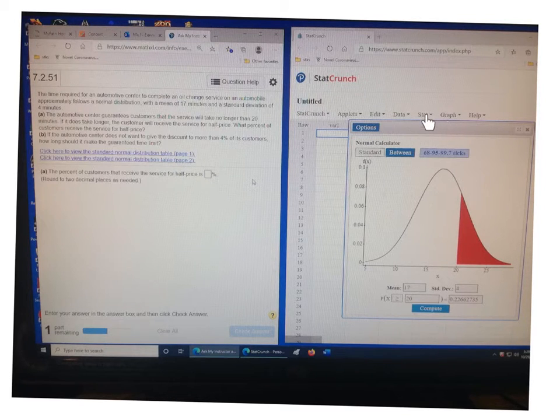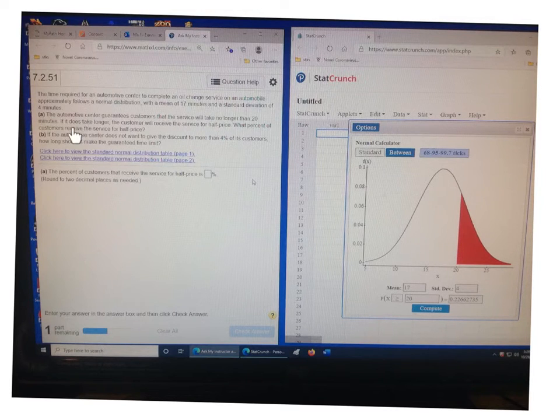So, you click on Stat, Calculators, and you pick the normal calculator. Okay, start with the mean, and you put in 17 minutes, mean 17, and the standard deviation is 4.